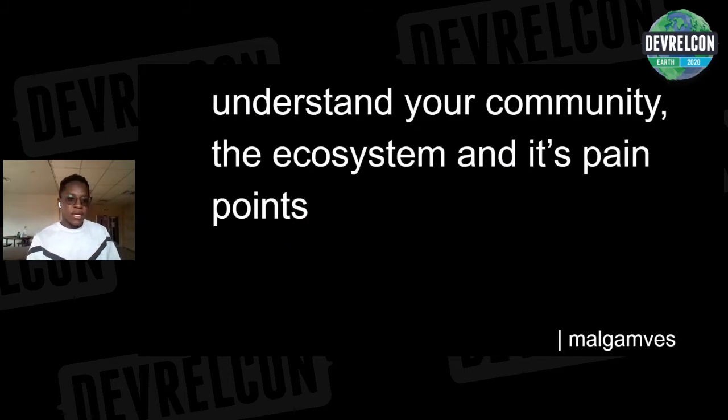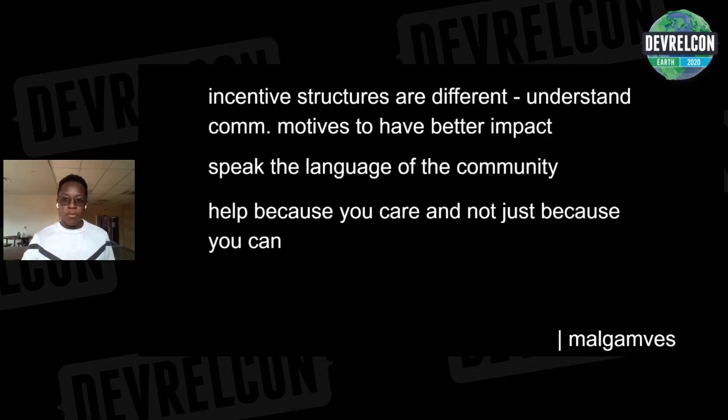And my next point is understanding your community, the ecosystem, and its pain points. When doing this, really, I want people to go in with the idea that incentive structures for people in different communities are different. Try and understand what the community's motives are so you can have a better impact. At the core of every community really is like a shared struggle. So after understanding your shared struggle and forming a community around that, go the extra step and understand the struggles that your community might face outside what you face. Do the research and come up with that, which means starting to speak the language of the community.